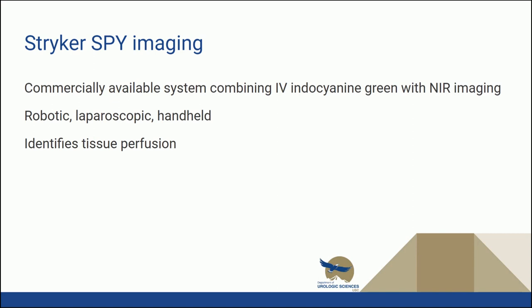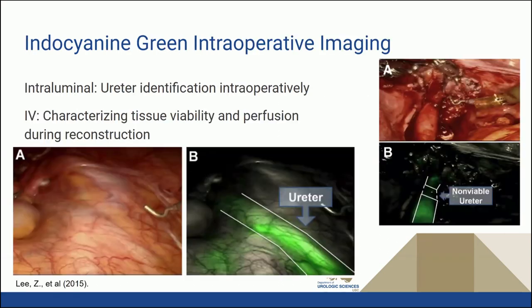And so Stryker SPY imaging is a Stryker platform for this, and it combines IV indocyanine green with near-infrared imaging. There's robotic, laparoscopic, and handheld modalities that are available. Basically, what it does is there's a filter that's applied at the time of operating with the robot or laparoscopically, and then it's overlaid digitally onto a grayscale image of the operative field, as a way for real-time ureteric identification during the operation.